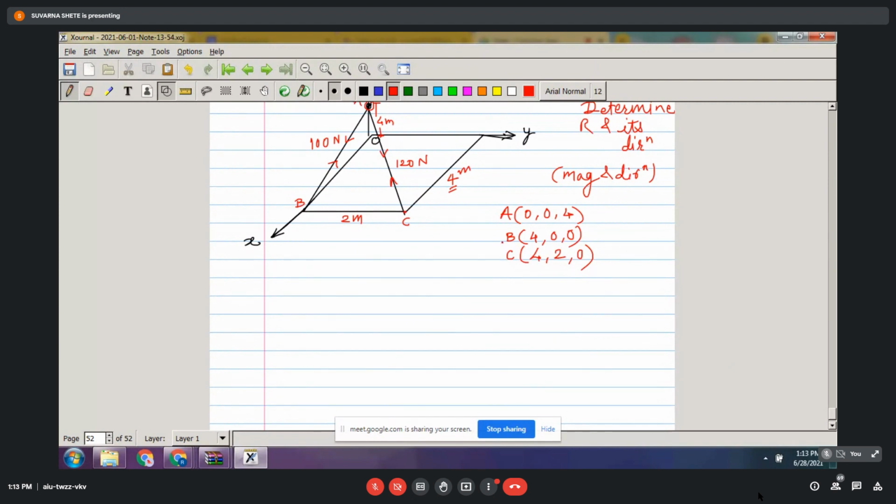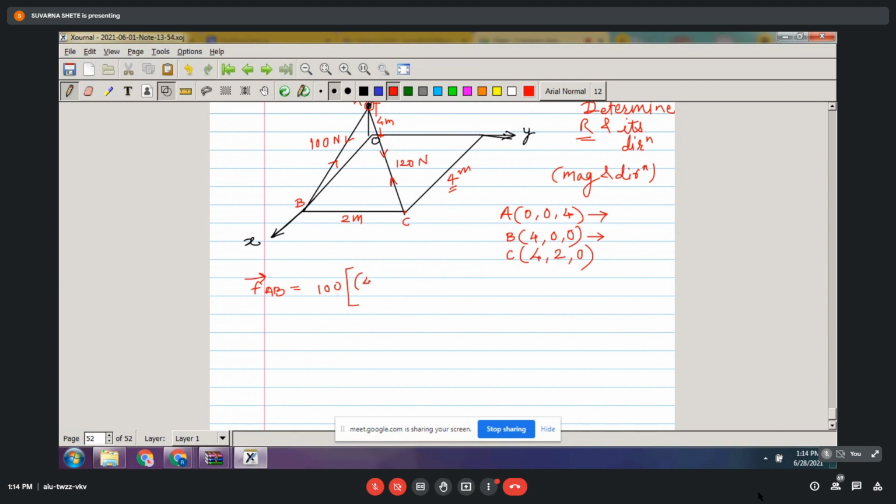Now we are having two forces, one along AB, one along AC. So we need to write both the forces in vector form because it is asked to find out the resultant. If I want to write force AB in vector form, what do I need to do? Its magnitude multiplied by its unit vector. What is the unit vector? Unit vector is (x2 minus x1) i and so on. Now our x2, y2, z2 is B, and our x1, y1, z1 is A. Starting point is A, end point is B.